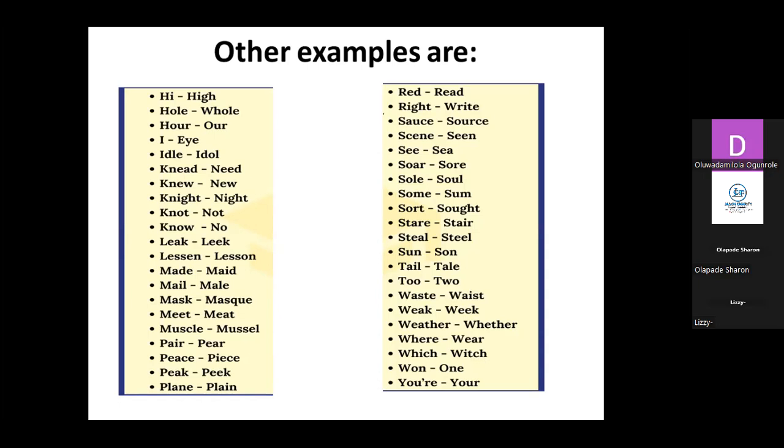You can have steal, the first one to take something that does not belong to you unannounced, and the second one is a form of the iron family, steal. We have two. The first, too, is an adverb of emphasis, and the second one is the numeral two. We have won, to win, the past tense of win, maybe to win a battle, and the other one is numeral, one.